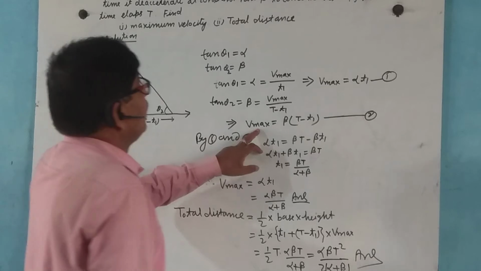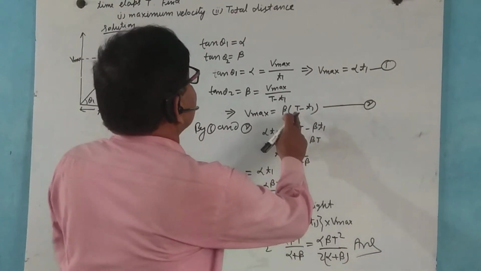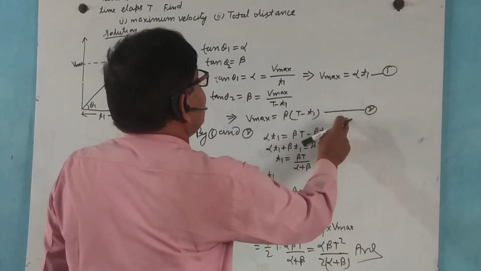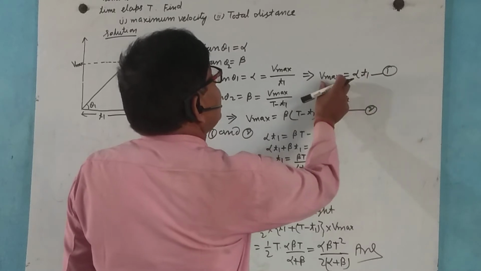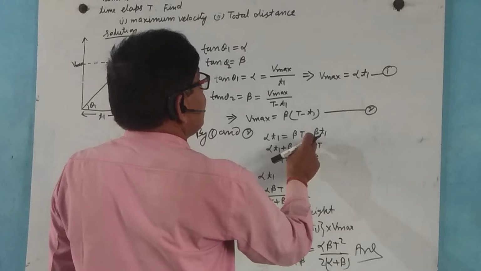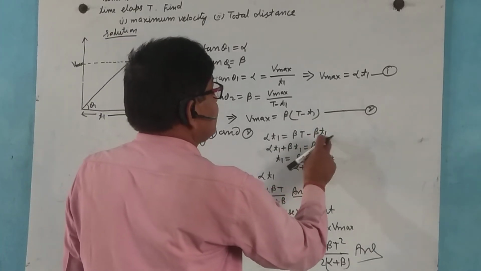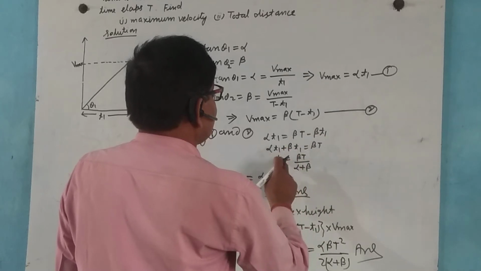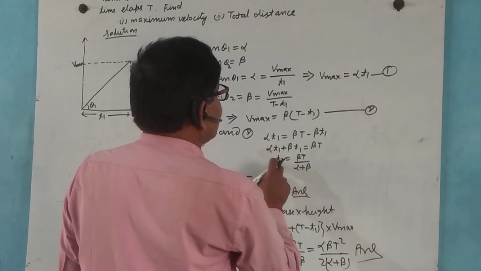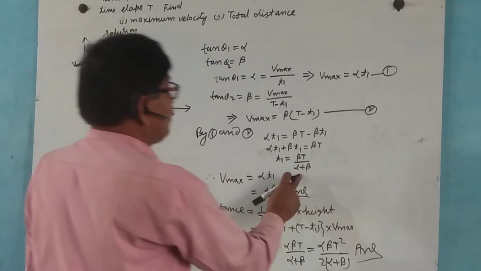Here V, the velocity at the maximum point, is beta times capital T minus T1. So V max, alpha T1, equal to beta T minus beta T1. Now this negative sign comes here, so we take the common T1 out: T1 times alpha plus beta, so that T1 is equal to beta T divided by alpha plus beta.